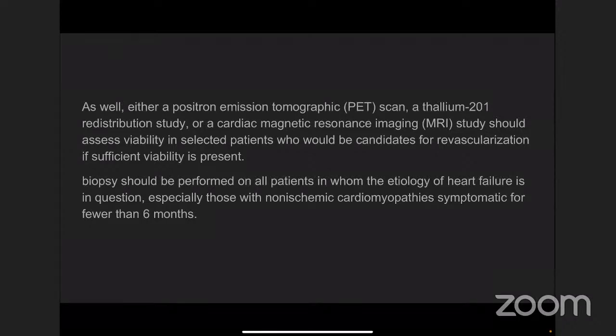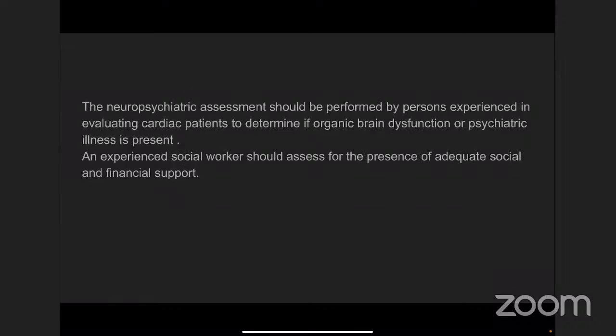Biopsy should be performed on all patients in whom the etiology of heart failure is questioned, especially those with non-ischemic cardiomyopathies symptomatic for fewer than 6 months. The neuropsychiatric assessment should be performed by persons experienced in evaluating cardiac patients to determine if organic brain dysfunction or psychiatric illness is present, and an experienced social worker should assess for the presence of adequate social and financial support.